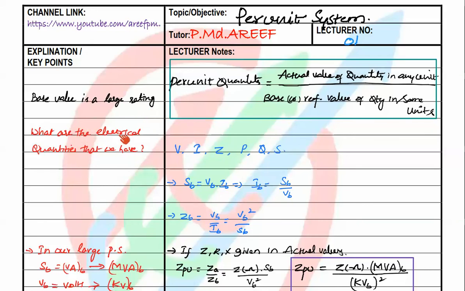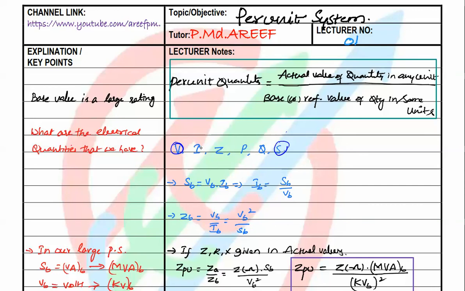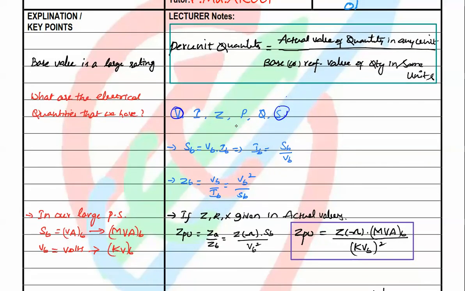The electrical quantities we have are voltage, current, impedance, power, reactive power, and apparent power. Out of these six electrical quantities, I will take two quantities as base quantities. From these base quantities, SB, the base value, is equal to VB into IB. So IB is equal to SB by VB, which is one formula we got. That means from these two quantities we can find the unknown quantities I, Z, P, Q. All quantities we can find from these two base quantities only.